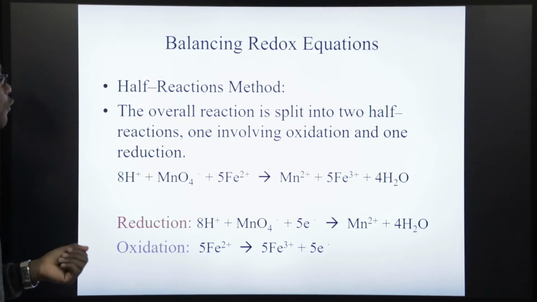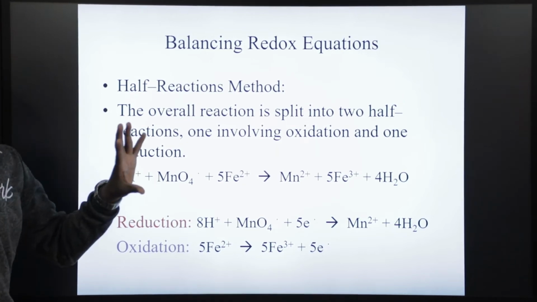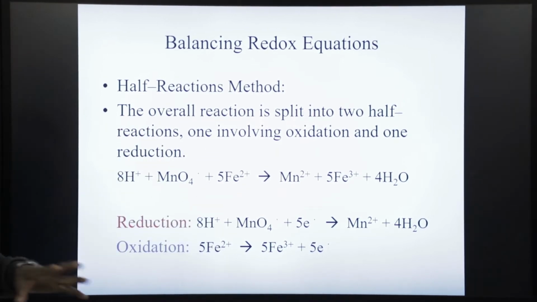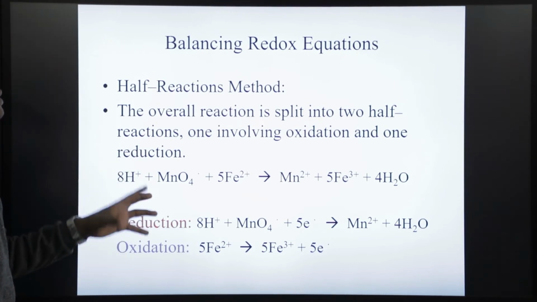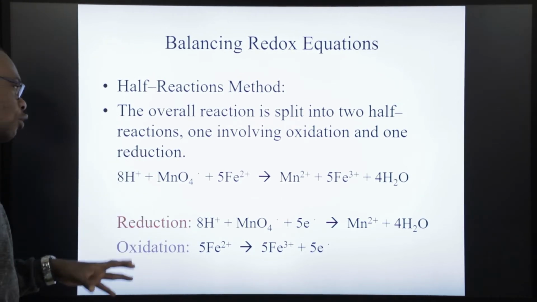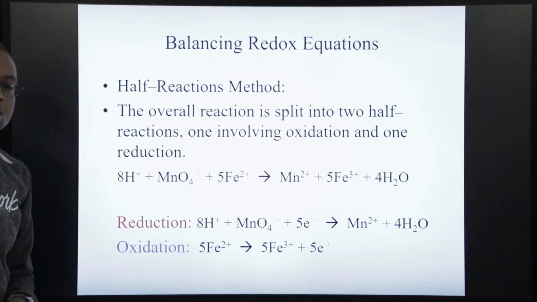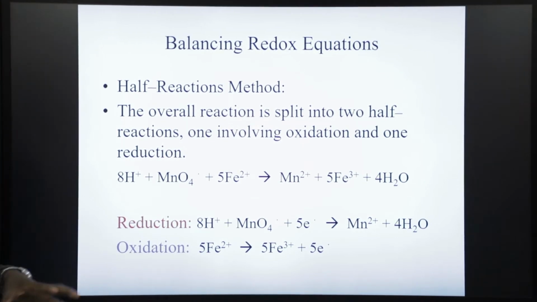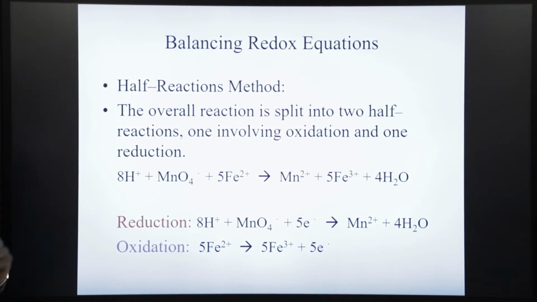You put reactants on one side and the products of the reactions on the other side. So you separate the reactants which are undergoing oxidation and deal with them, and then those reactants which are undergoing reduction and deal with them, and then the products of those individual reactions you combine to give you the overall product of the reaction.